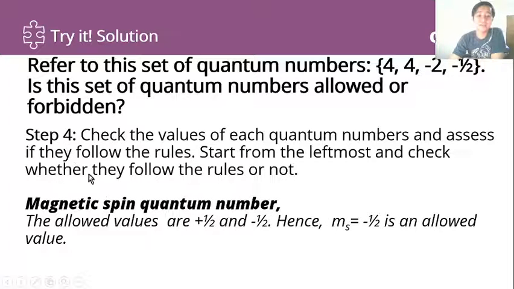The last number here is the magnetic spin quantum number. The allowed values are positive 1/2 and negative 1/2. So here it is negative 1/2. Is it an allowed value? Yes, correct. It is an allowed value.